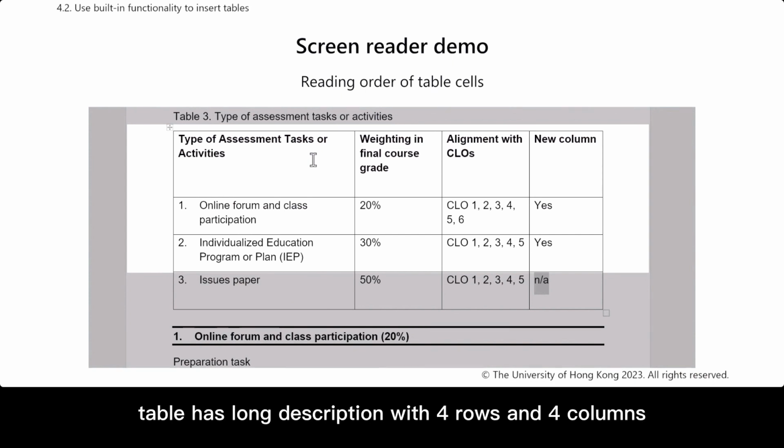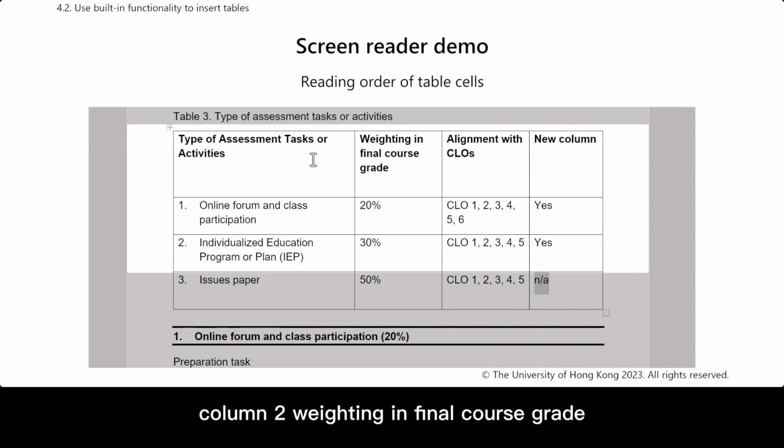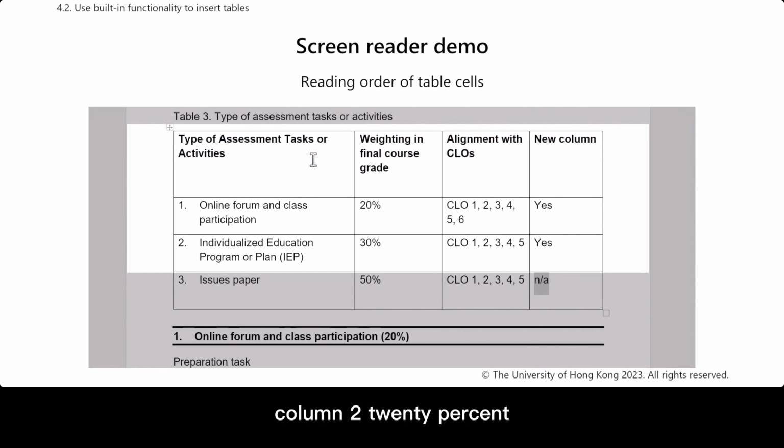Tasks or activities table has long description with 4 rows and 4 columns. Level 1 row 1 column 1 types of assessment tasks or activities column 2 weighting in final course grade column 3 alignment with CLOS column 4 new column. Row 2 types of assessment tasks or activities column 1 1 online forum and class participation weighting in final course grade column 2 20% alignment with CLOS column 3 CLO 1, 2, 3, 4, 5, 6 new column 4 yes.